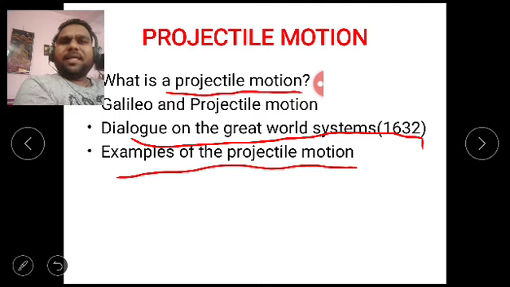Suppose you are kicking a football, that is an example of projectile motion. The path followed by a ballistic missile: whenever you are firing a ballistic missile, its path will be parabolic, and the trajectory will be parabolic, and it is an example of projectile motion. Whenever you are throwing a cricket ball, that is also an example of projectile motion. Suppose somebody is jumping from a cliff, that is also an example of projectile motion.